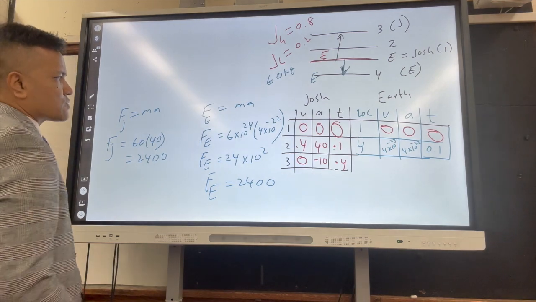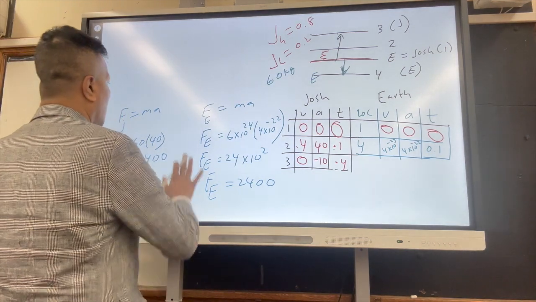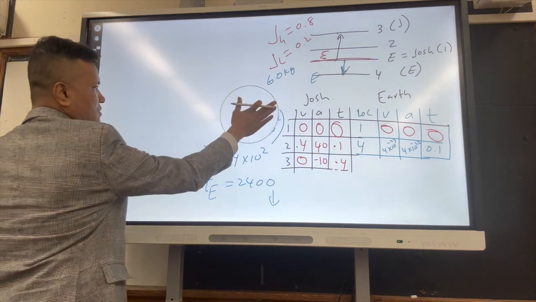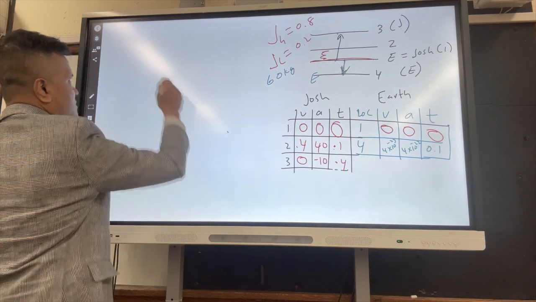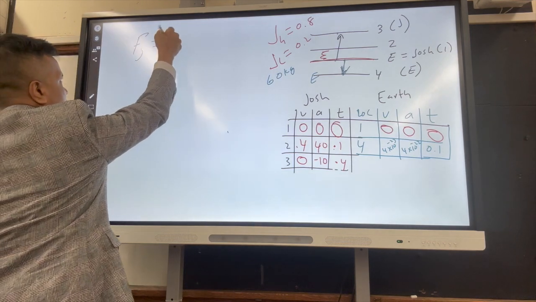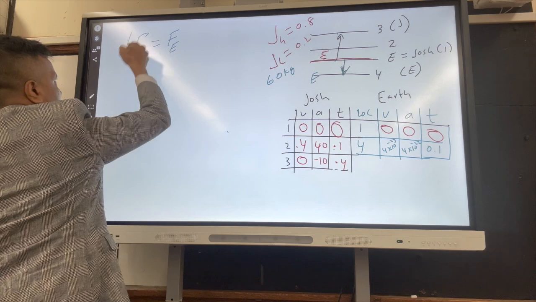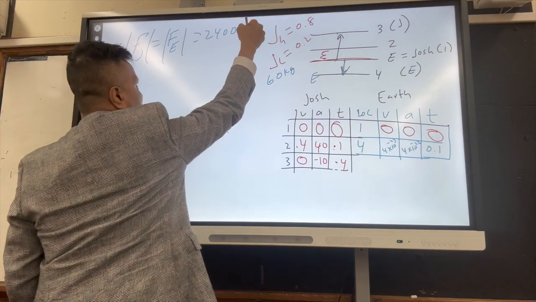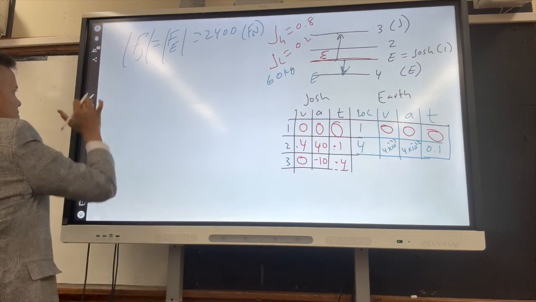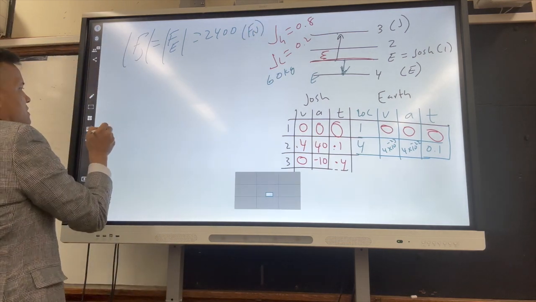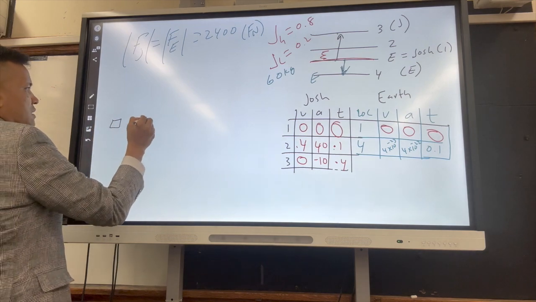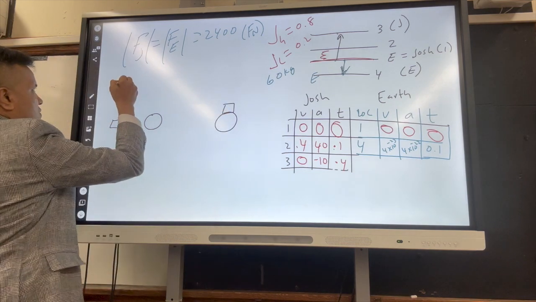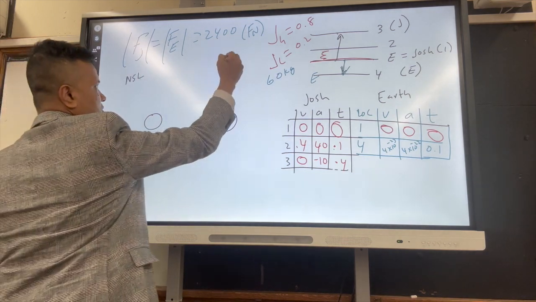Okay, so these are the net forces. One is in this direction, one is in this direction. Let's see whether we can confirm that. We see that F Josh is equal to F Earth. The magnitudes are the same, 2400 Newtons. We can call it net force. Let's see whether that's true. This is Josh, this is Earth, this is Earth and Josh. So this is Newton's second law, this is Newton's third law.